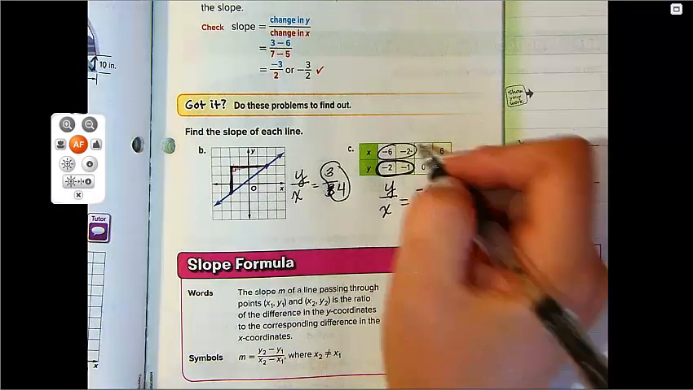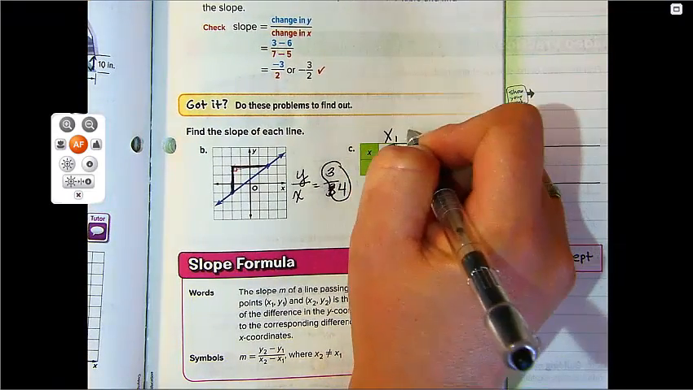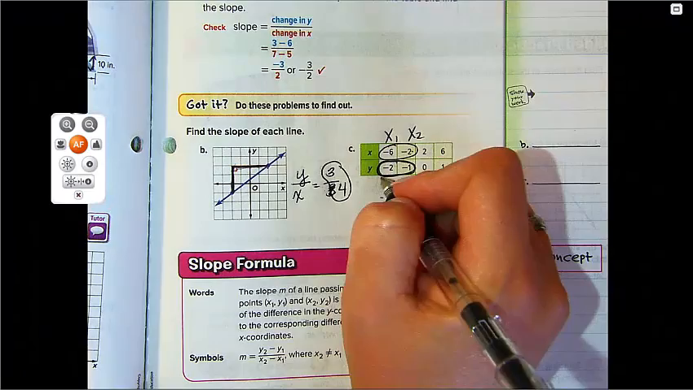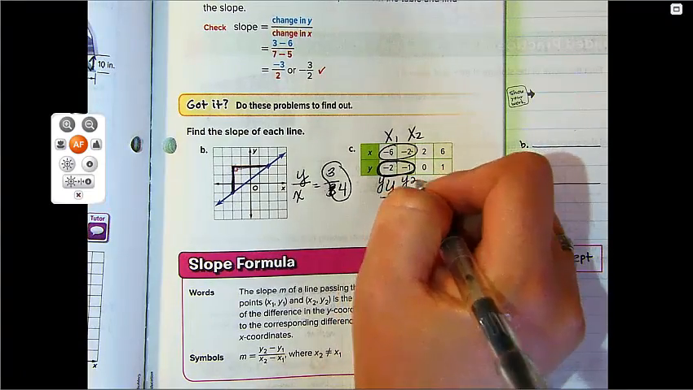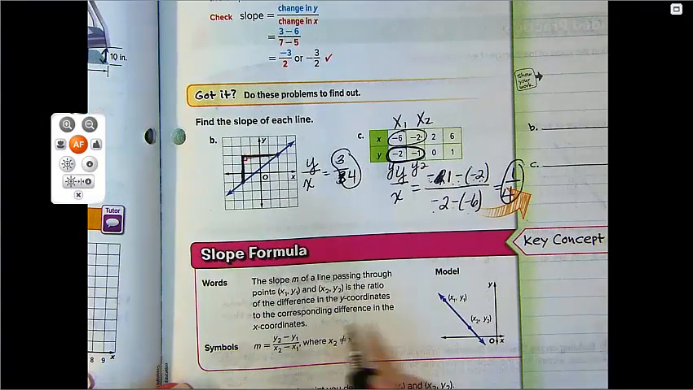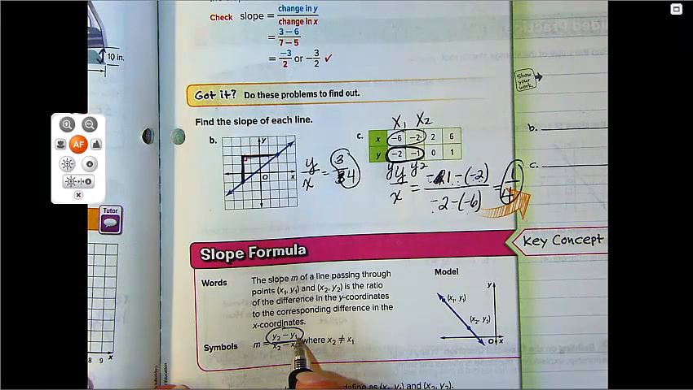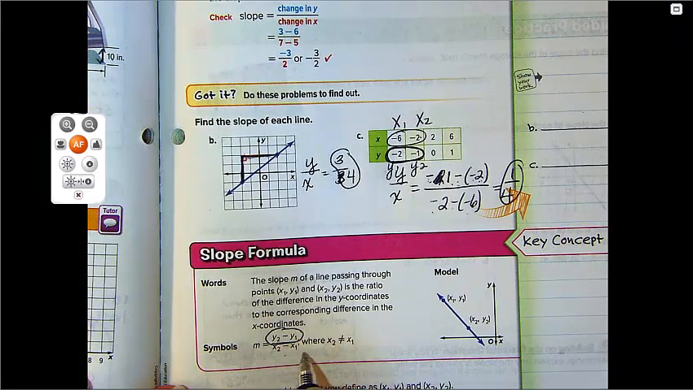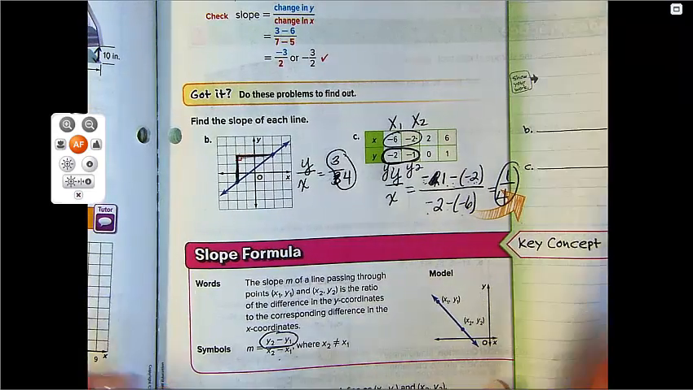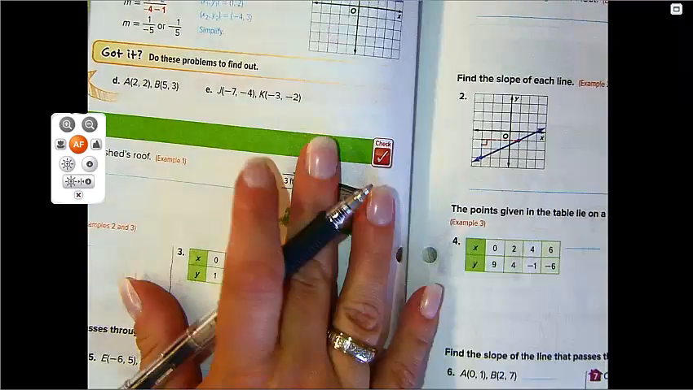I always take my second y, this is my first x, this is my second x, this is my first y, this is my second y. In order to find slope, you take your second y minus your first y, and you take your second x minus your first x. Okay? So let's look at another example.